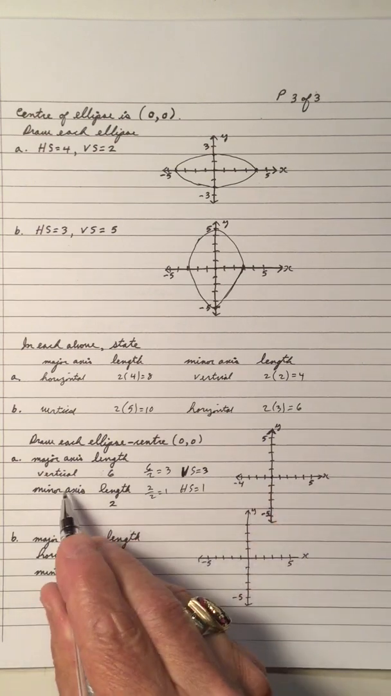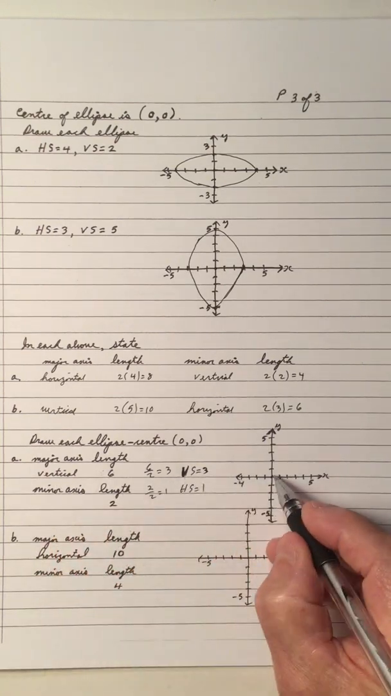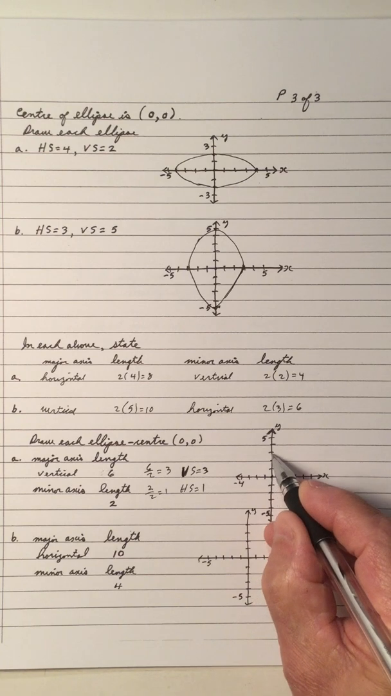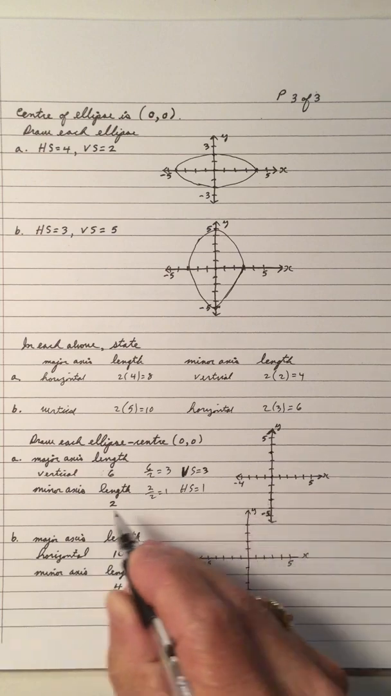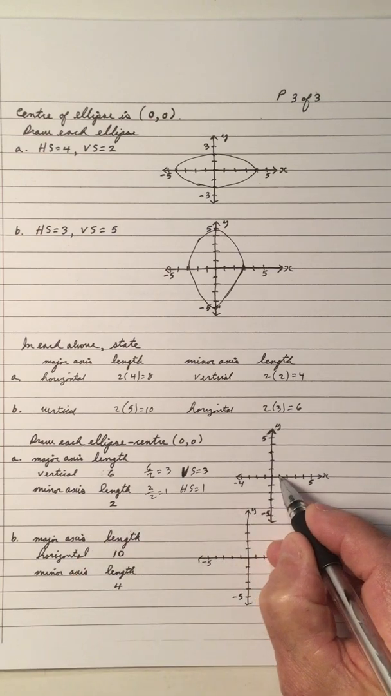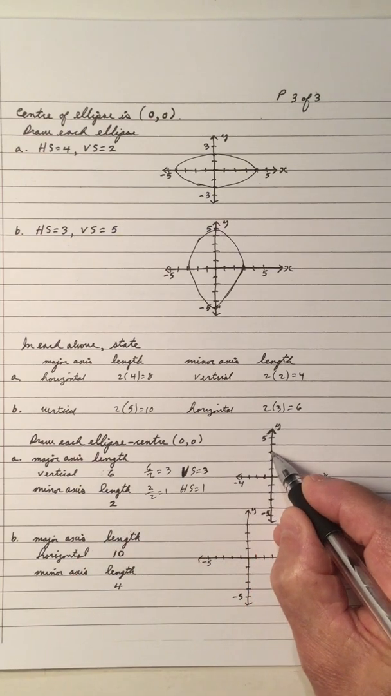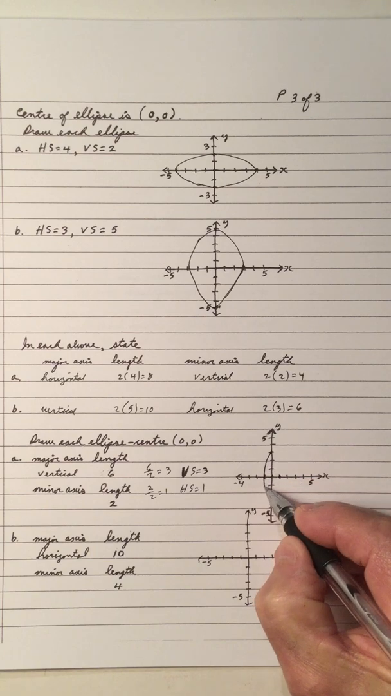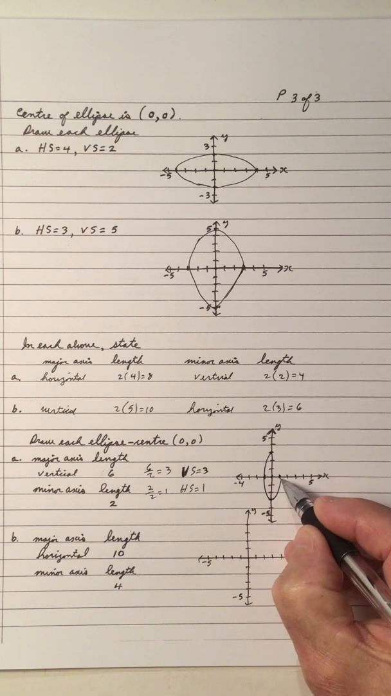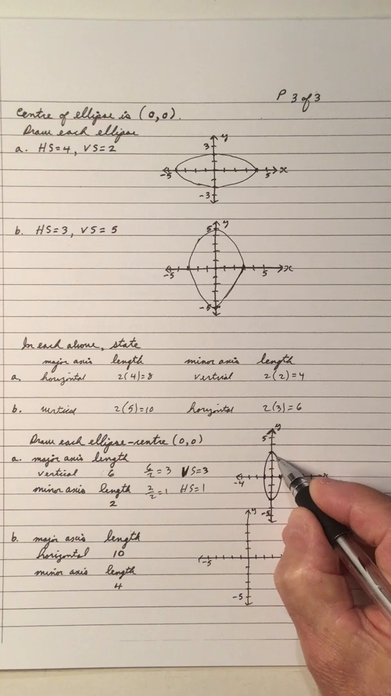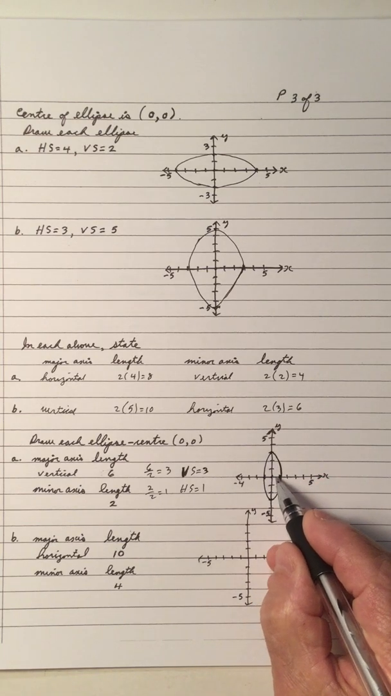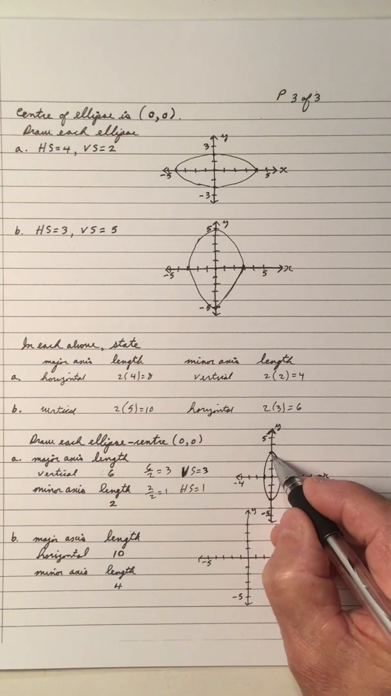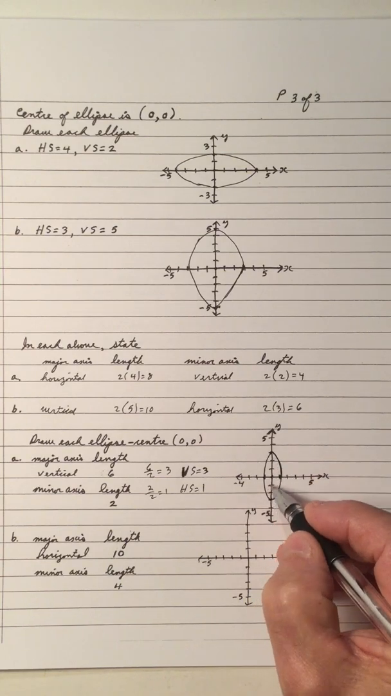So we'll do a vertical stretch of 3 from the center, 0, 0: 1, 2, 3, right to there. 1, 2, 3 down. The horizontal stretch is 1, so it's 1 right, 1 left. So there it is. So you can see 1 right, 1 left, the length is 2. That's the minor. And this is 3 here and 3 here, 6 altogether.